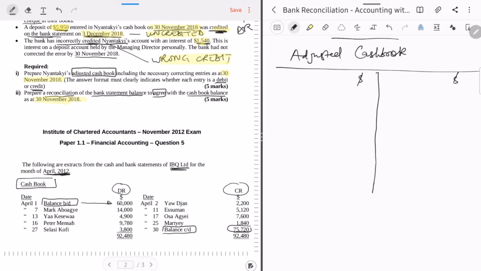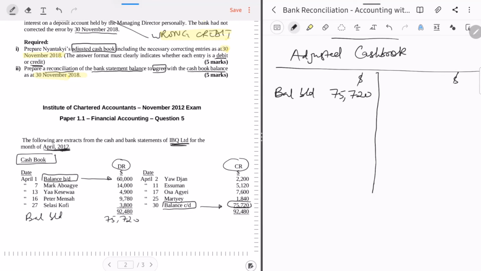But take note, it's a balance carried down on the credit side. We know that all balance carried downs will become balance brought down on the debit side. 75,720. So let's come here. Our balance brought down, 75,720. Now let's start the question. Let the magic begin. What I'm going to do with you is pick each transaction one by one, and see if it's on the bank statement. So let's start.